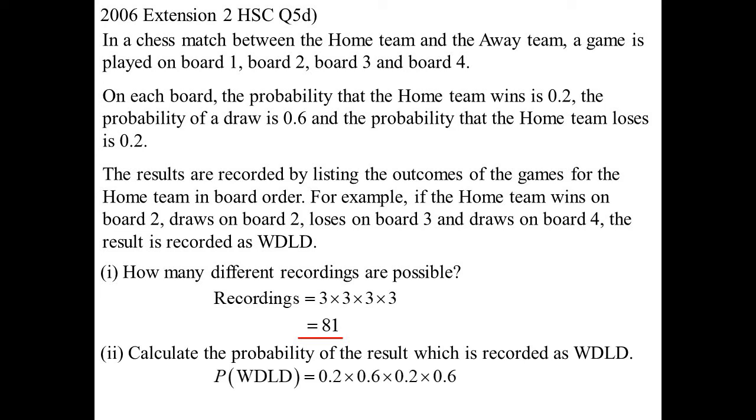Probability of a win, we said, was 0.2. Draw was 0.6. Loss was 0.2. Draw was 0.6, giving us 0.144. So I guess the common mistake that would have been made there was people just going, oh, well, it's 1 in 81. But it's not. It's 0.144.